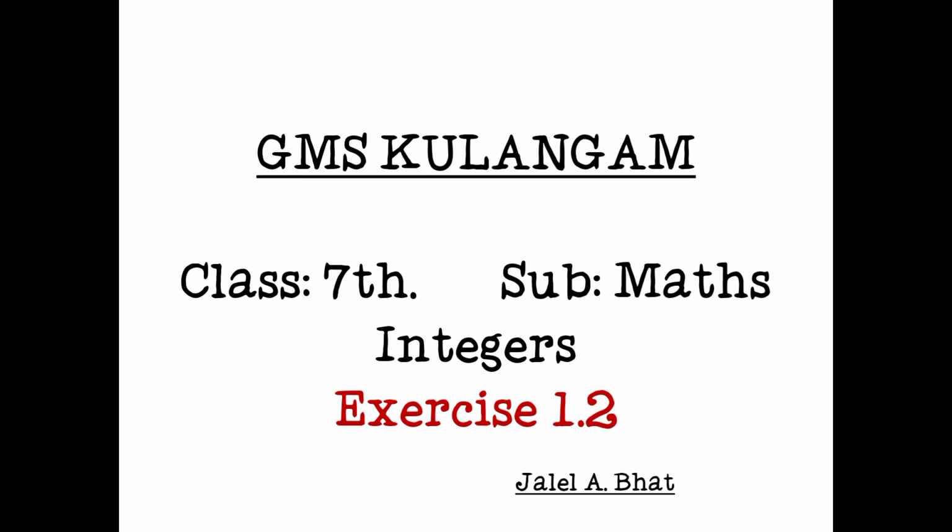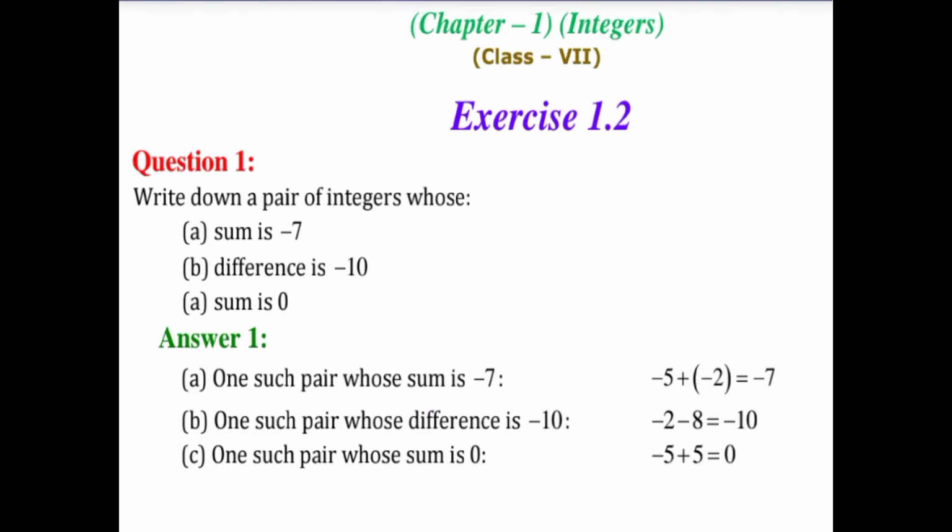This is subject maths. Today we will take exercise 1.2 on integers and try solving the questions asked in this exercise. So let's start. This is exercise 1.2. Question number 1 is: write down a pair of integers whose sum is -7.